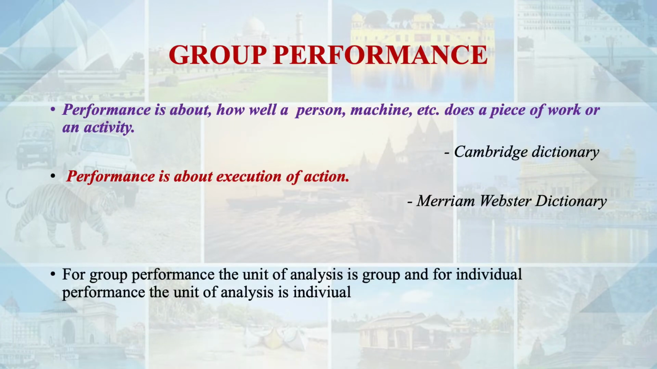Process loss is any aspect of group interaction that inhibits good problem solving. Dear learners, for group performance, the unit of analysis is group, and for individual performance, the unit of analysis is individual. Once the groups are formed, it happens that some groups perform well, whereas some groups do not perform well. This happens because there are several factors both within and outside the groups that affect its performance. So, group performance is contingent upon a number of factors.